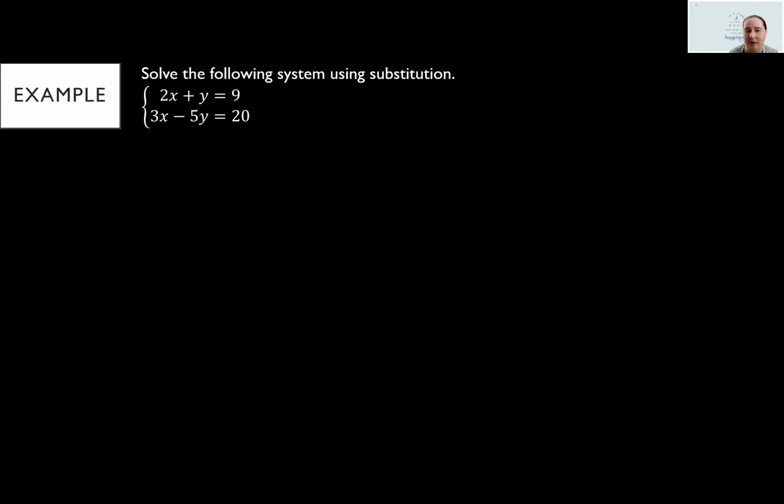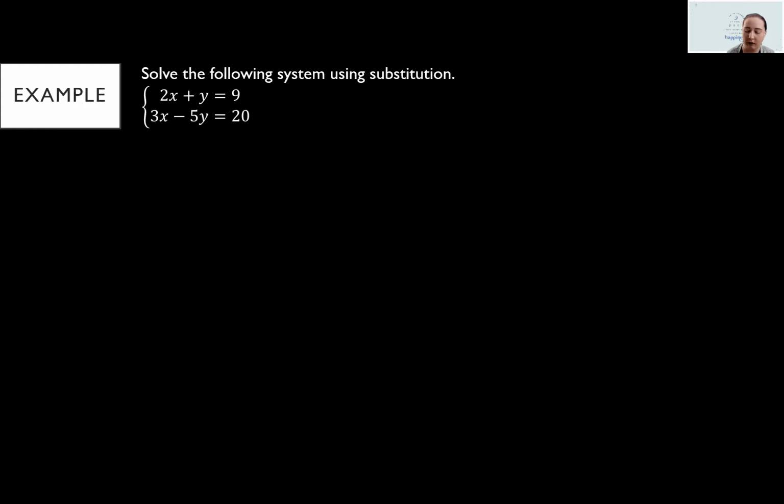So in this example, I've got 2x plus y equals 9 and 3x minus 5y equals 20. So this is like the easiest type of problem, where neither equation is solved for a variable, but you can easily solve one of them for a variable. The first equation is one step to solve for y, and then I can plug it into the second equation.